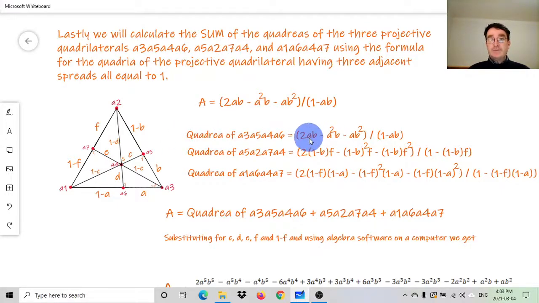So when we substitute, for the first case, we just plug it in this formula. It says quadrance of this side, A and B, we just plug them into that, and we get the first one here. For the second one, the sides are 1 minus B and F, and when we plug it into the formula, we have this expression for the second quadria. And for the third quadrilateral, the sides are 1 minus F and 1 minus A, and we plug it in again, and we get this expression.